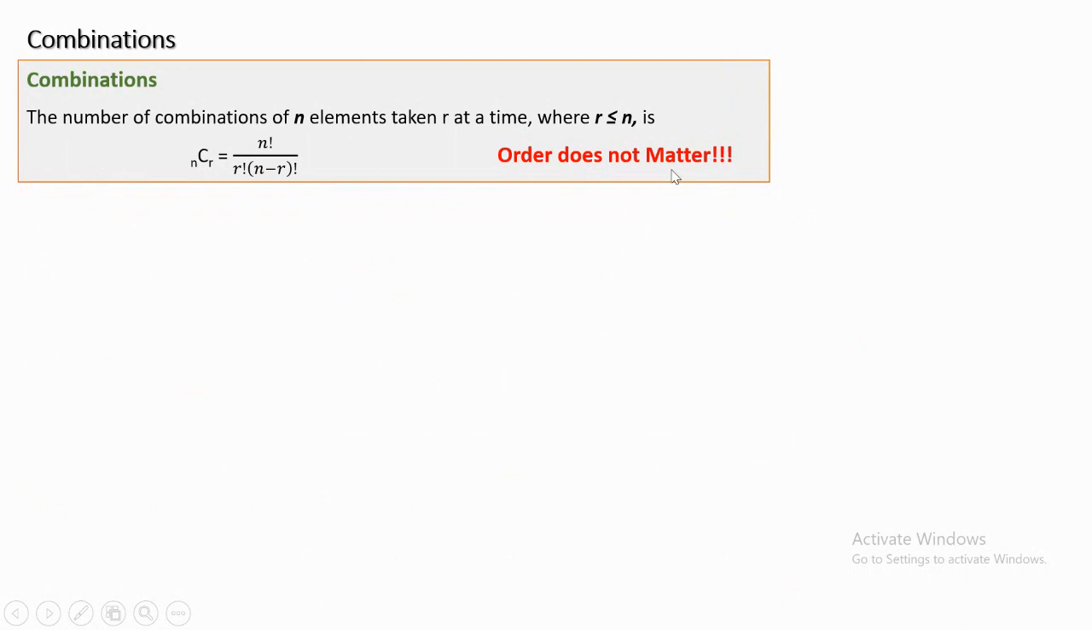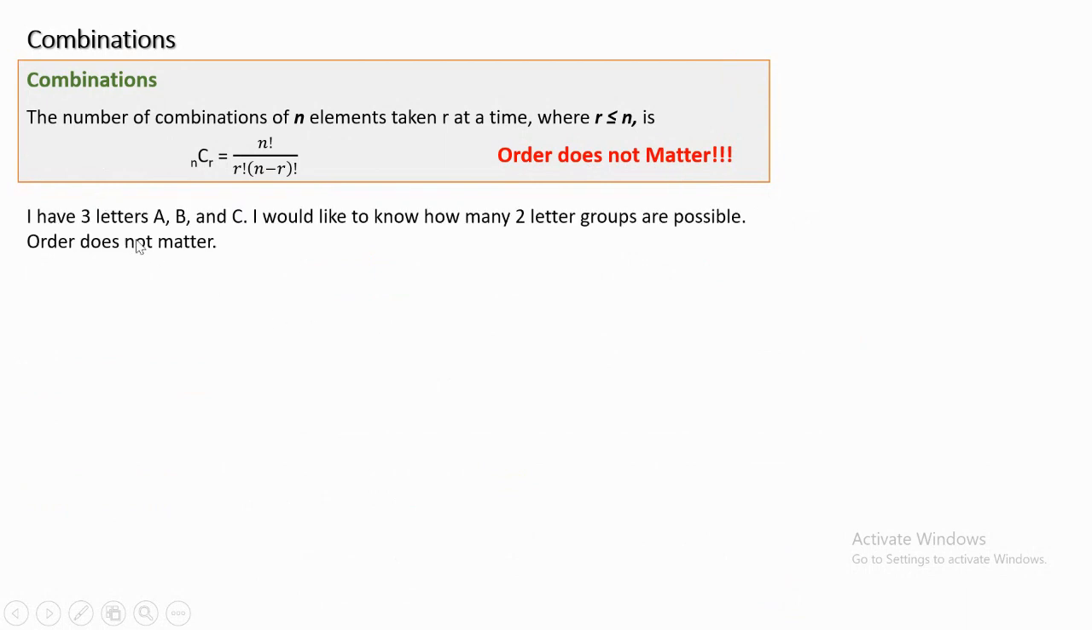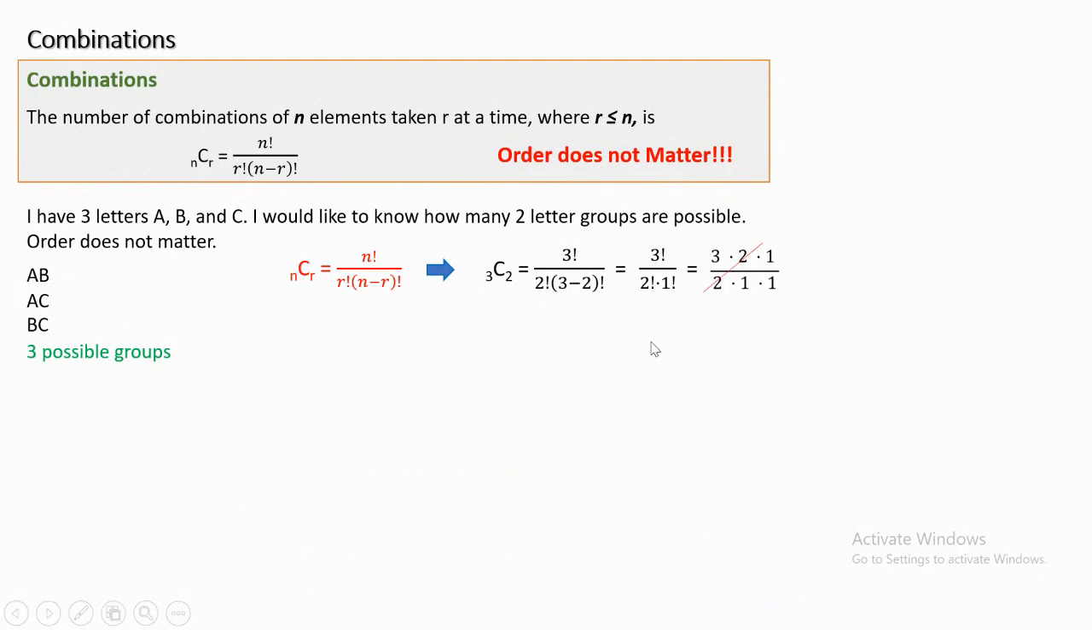Now comes combination. In combination, the order does not matter. Again, having the same letters as before, A, B, and C, we would like to group them in pairs. So AB is the same thing as BA. So it's going to be AB, AC, and BC. So it's going to be 3 possible groups. Using the formula, it's going to be 3 combination 2. So it's going to be 3 factorial over 2 factorial times 3 minus 2 factorial. It's going to be 3 factorial over 2 factorial times 1 factorial. The 2 factorials cancel, the 1 cancels, so it's going to be 3 over 1. So the answer is 3.